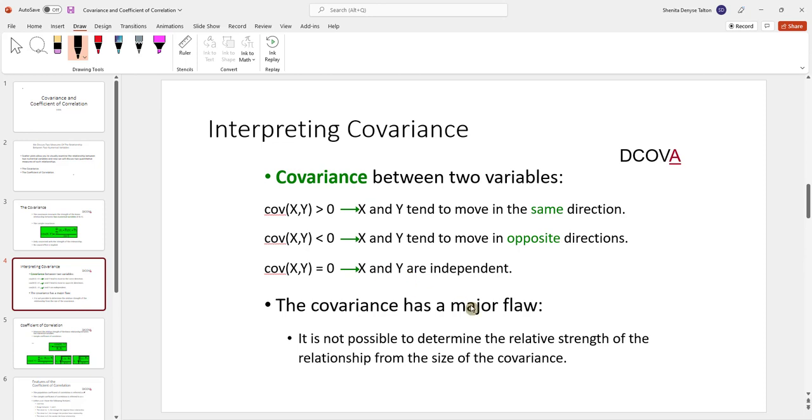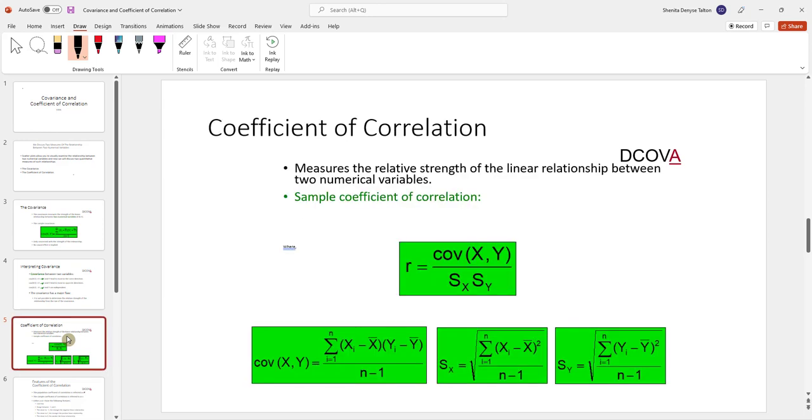So the covariance has a major flaw. It is not possible to determine the relative strength of the relationship from the size of the covariance. And this is where the coefficient of correlation comes in. And this measures the relative strength of the linear relationship between two numerical variables. So this is the formula for the sample coefficient of correlation. You take the covariance and you divide by the standard deviation of your x times the standard deviation of your y. So of course these calculations are very tedious. We are not going to do this by hand.